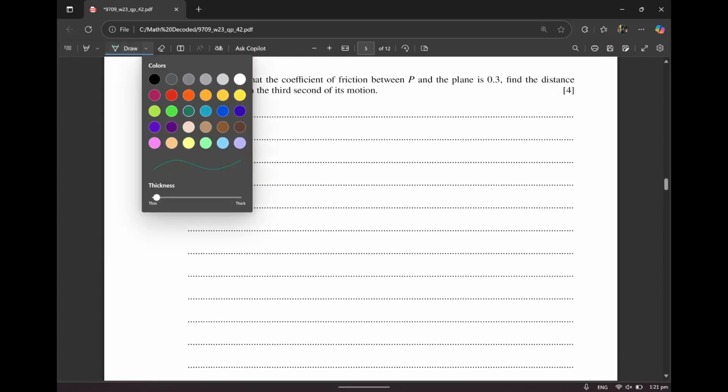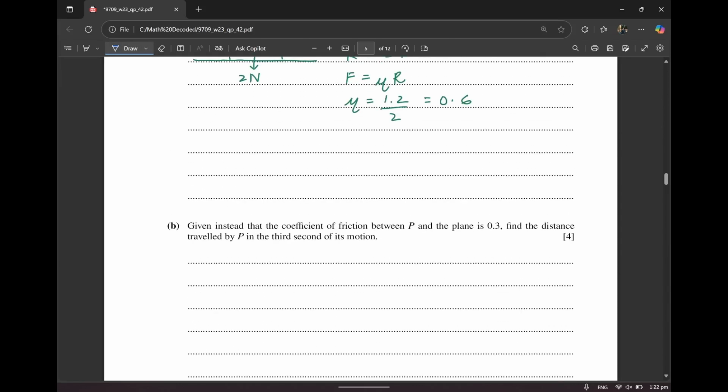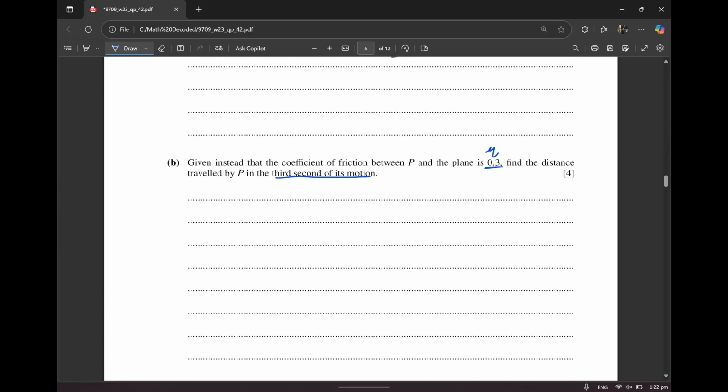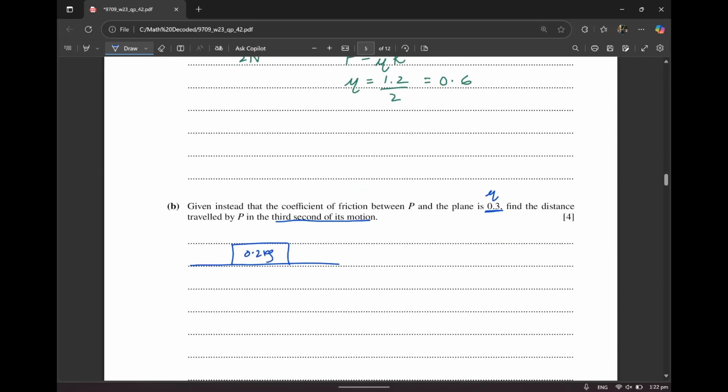Moving on to part B. Given instead that the coefficient of friction between P and the plane is 0.3. So the value of mu has been changed now. Find the distance traveled by P in the third second of its motion. All right, so let me redraw the diagram over here. 1.2 Newton force, 0.2 kg mass, so 2 Newton acting downwards, R acting upwards.